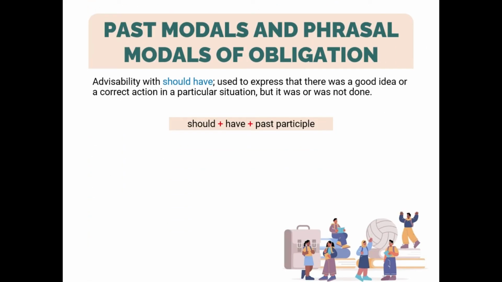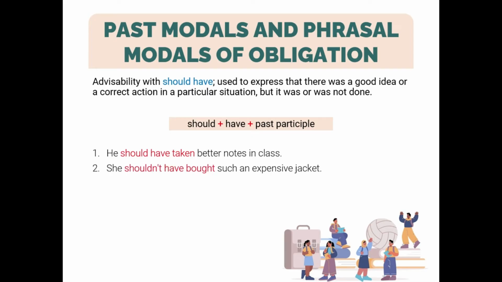Now, advisability with should have, which is used to express that there was a good idea or a correct action in a particular situation, but it was or it was not done. And it is structured with should have plus a past participle. For example, number 1, he should have taken better notes in class, but he didn't. Number 2, she shouldn't have bought such an expensive jacket, but she did.